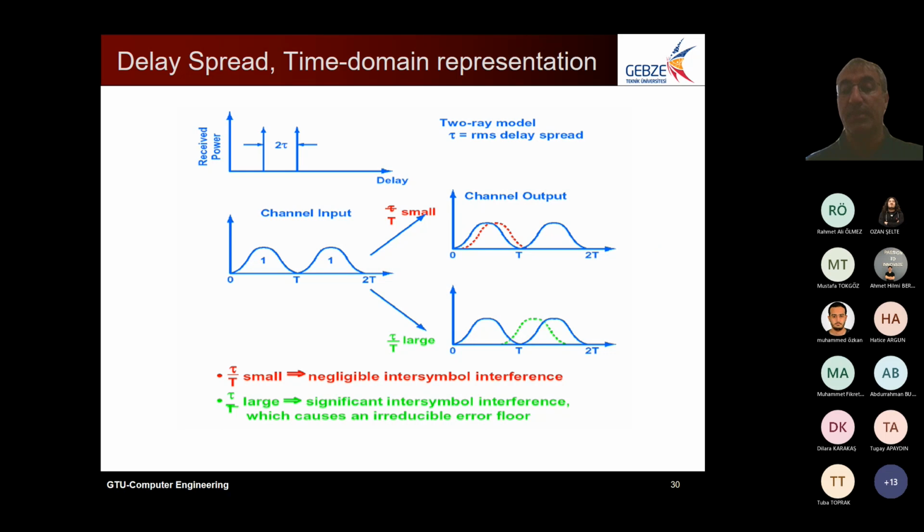If the tau over T is large, then we have significant intersymbol interference, in the green case. This group of bits overlaps with the next group of bits, which is going to mix with each other and may even cause some errors. So intersymbol interference, ISI, is one of the fundamental problems in communication systems that we need to address.